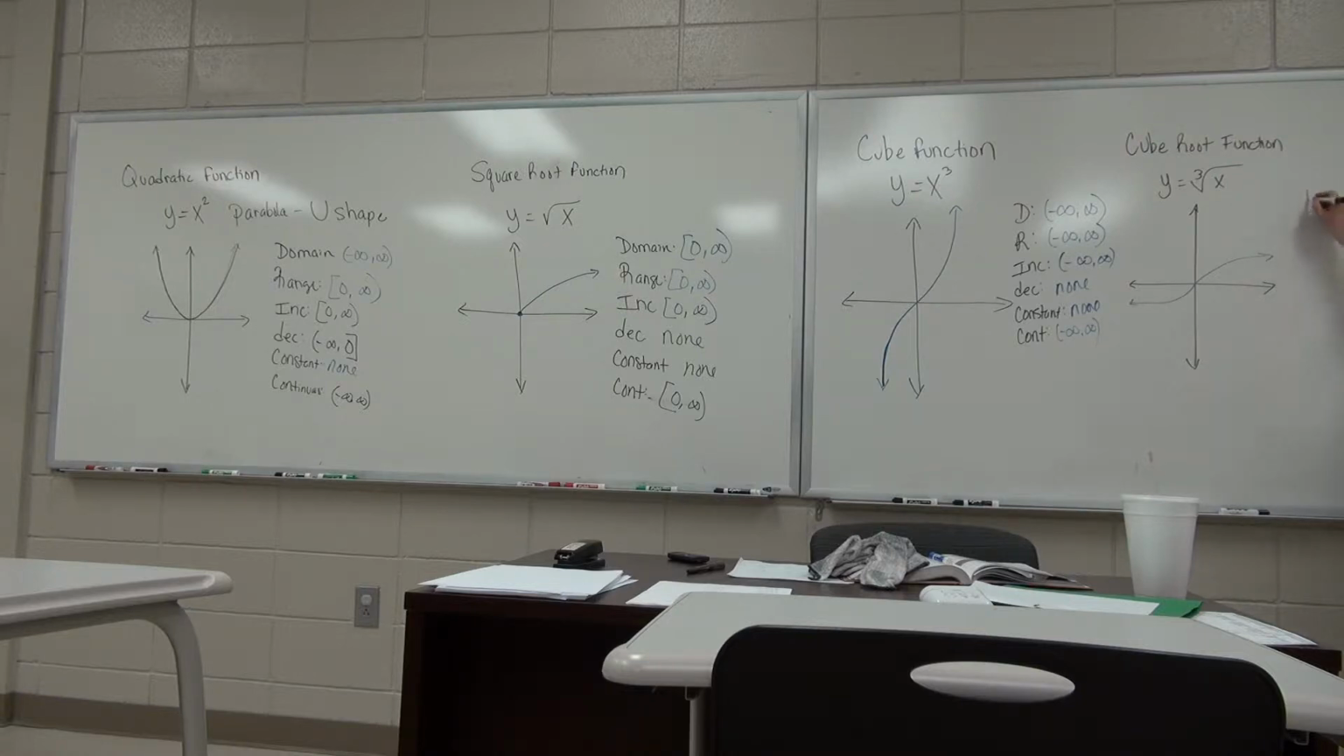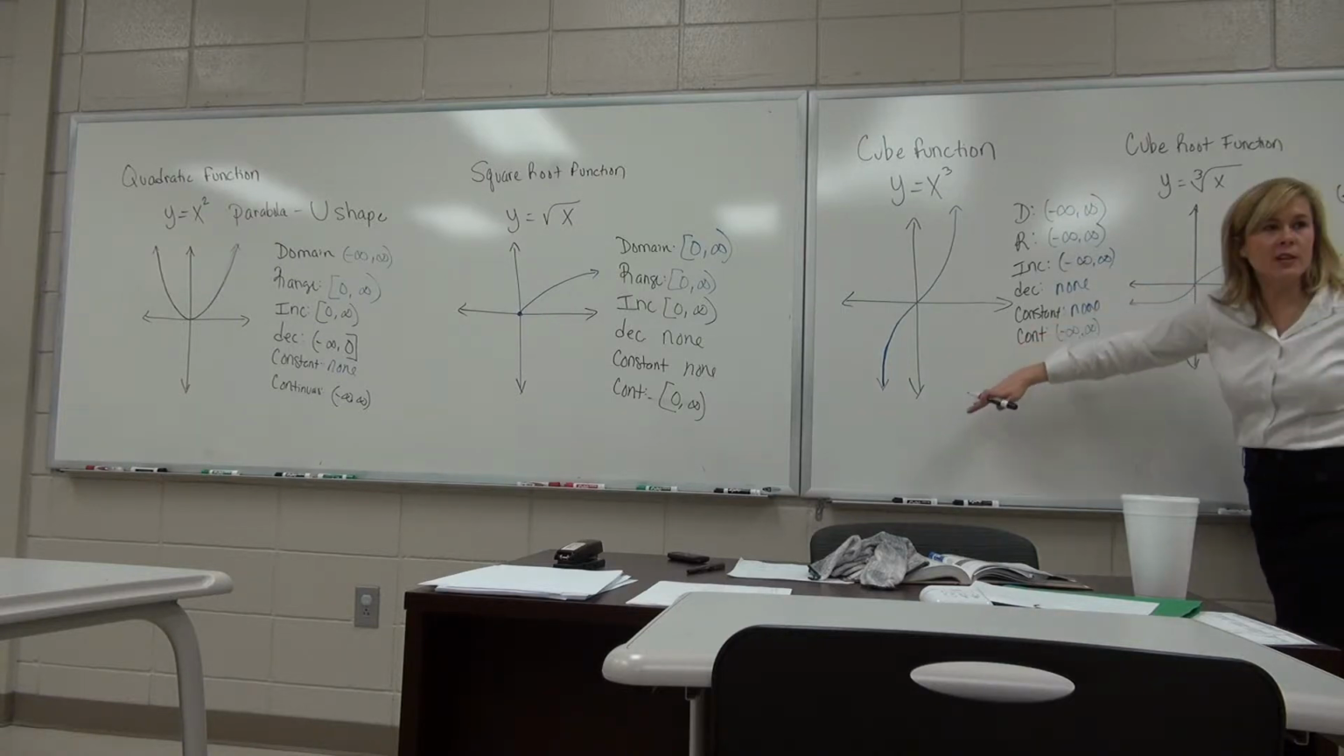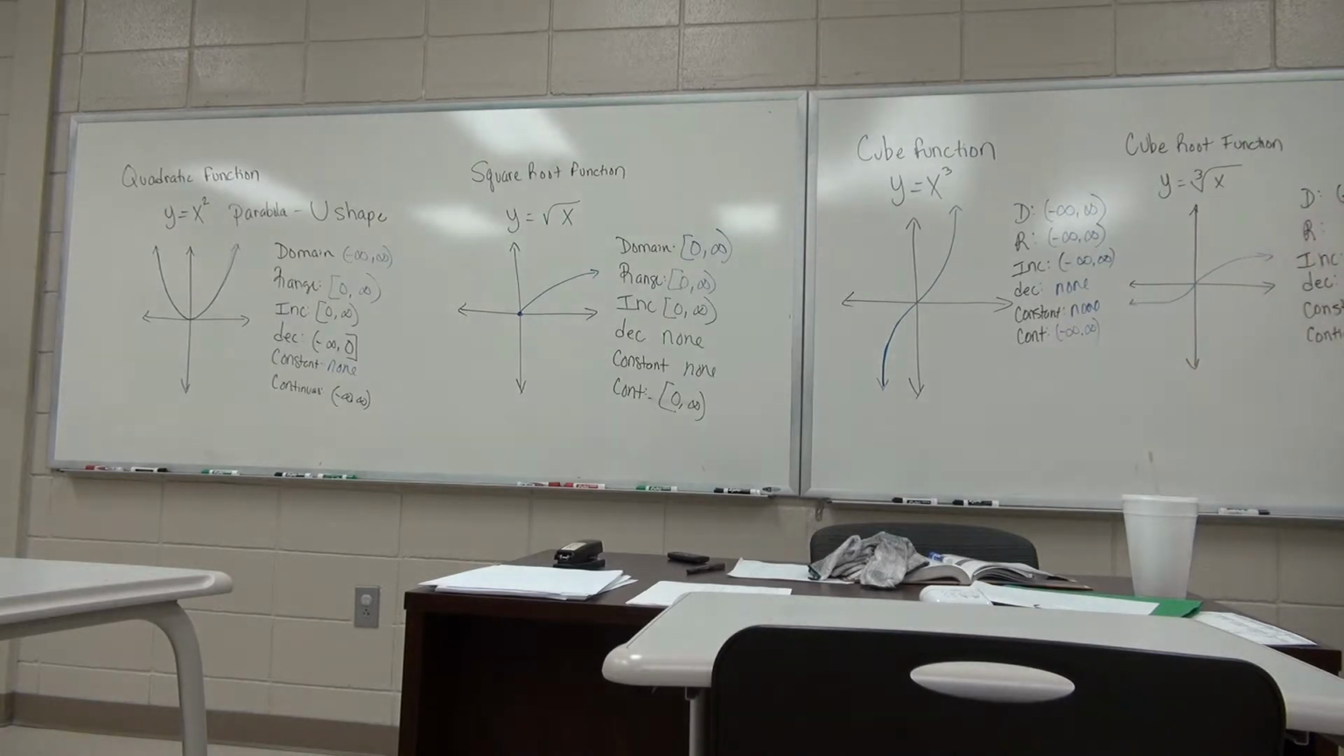Let's do the same thing here. Talk about domain, range, increasing, decreasing, constant, and continuous. All right, domain. All the way to the left, all the way to the right. You agree? My domain is all real numbers. Range. As it goes further to the left, gradually it's going all the way down. As it goes up, gradually goes to the right, gradually goes all the way up. So my domain and range on both of them is all real numbers.